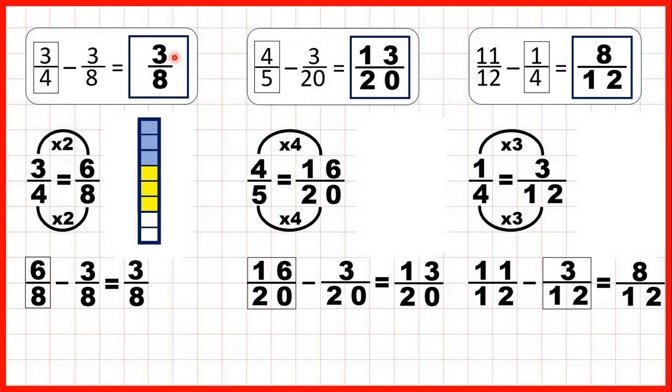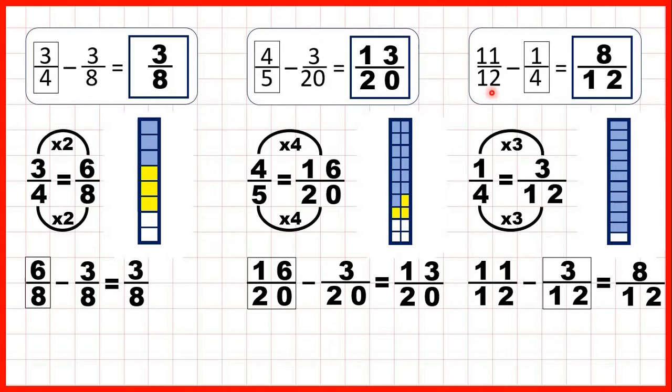to leave us with the 3/8 that we have in our answer. Then for this question, we started with 4/5, but because we wanted to subtract 20ths, we changed those 4/5 into 16/20, so that we could take away 3/20 to leave us with the 13/20 that we have in blue on our fraction bar, and that's our answer.